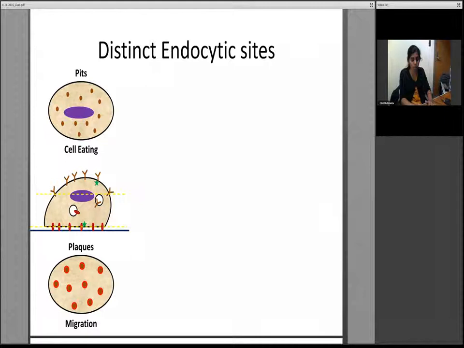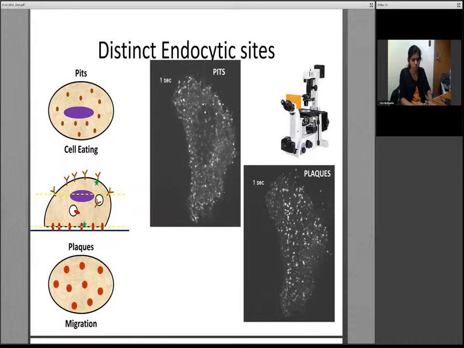So the ones on top are called pits, which play a role in cell eating, whereas the ones at the bottom are called plaques, and they are known to play a role in migration. So this is a picture showing the pits and the plaques as seen by a microscope. Each of these dots that you see represents this star protein that I'm talking about, epsin, and that has been tagged with a fluorescent probe. So now you will be able to visualize it inside the cell. So these are pits, which are much smaller and fainter on the top of the cell, whereas you can see that the plaques are brighter and bigger.